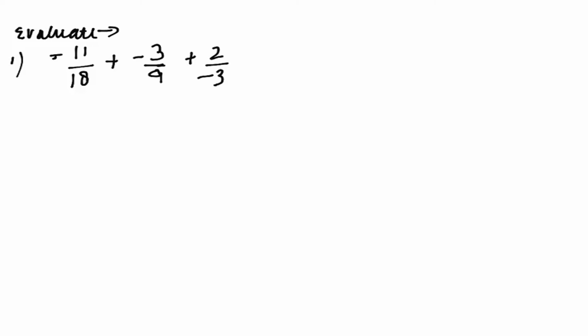Next we have to evaluate the given equation. Here we have 3 rational numbers and we have to perform addition and subtraction over these. So in that case also the steps will remain the same. First of all we should have the same denominator. So in that case we will take the LCM of 3, 9 and 18. So I am showing how to take the LCM of 3 numbers.